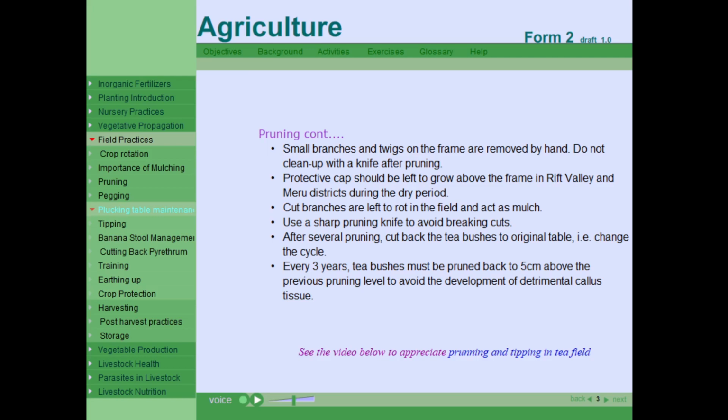A protective cape should be left to grow above the frame in Rift Valley and Meru districts during the dry period. Cut branches are left to rot in the field and act as mulch. Use a sharp pruning knife to avoid breaking cuts. After several prunings, cut back the tea bushes to the original table. That is, change the cycle. Every 3 years, tea bushes must be pruned back to 5 centimeters above the previous pruning level to avoid the development of detrimental callus tissue.